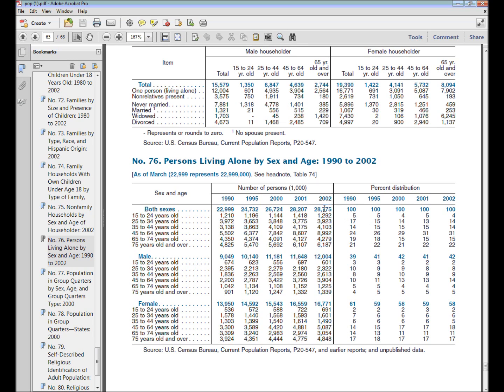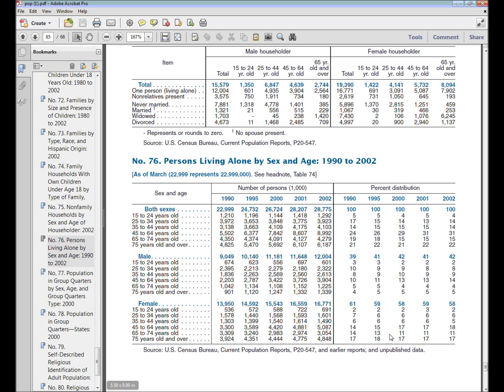So in 2002, there were 28,775,000 people living alone. 42% of that was male, 58% was female. And then 18% of the persons living alone were 45 to 64-year-old females.